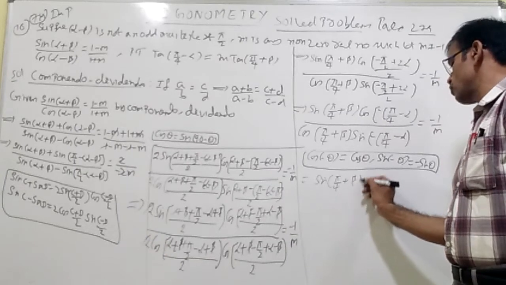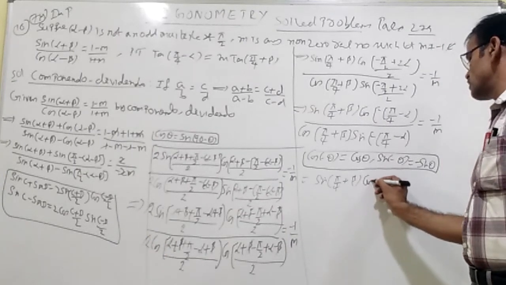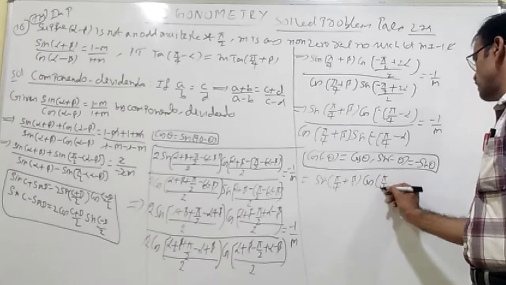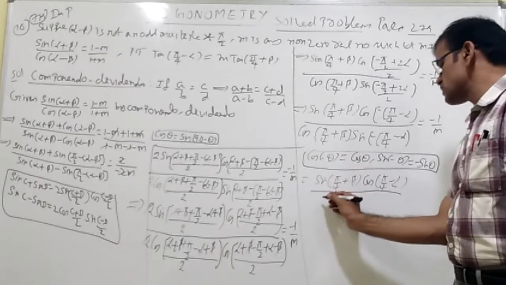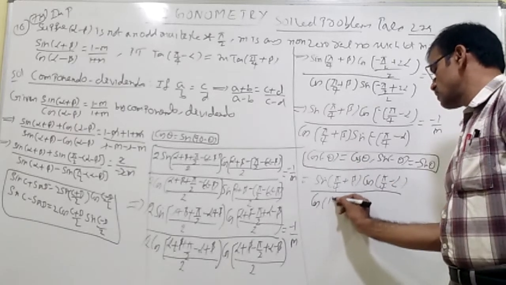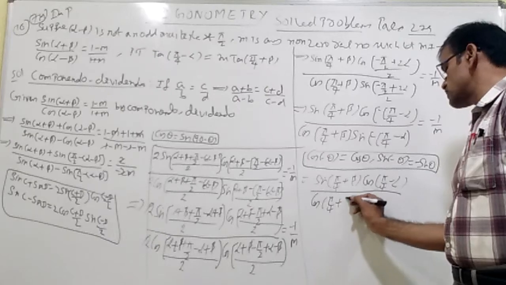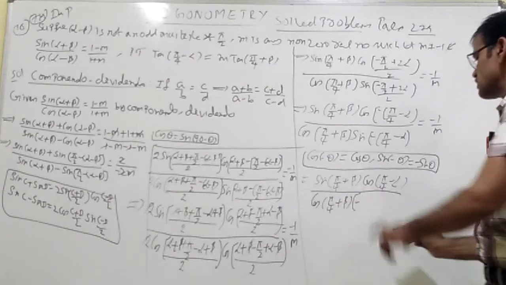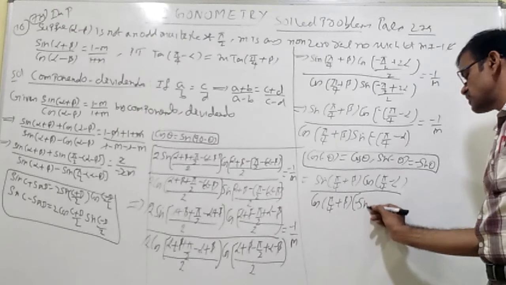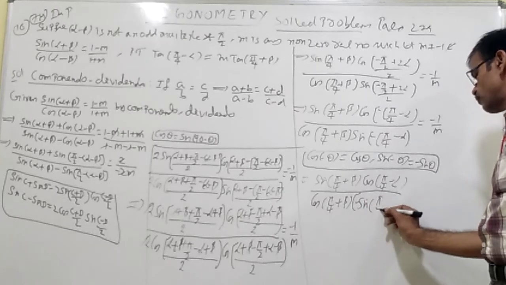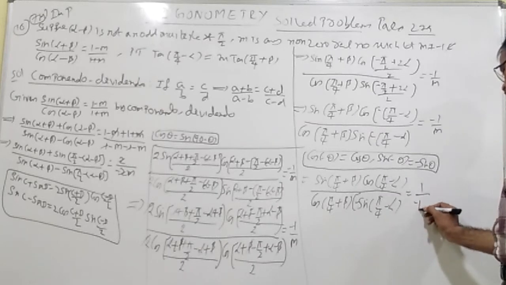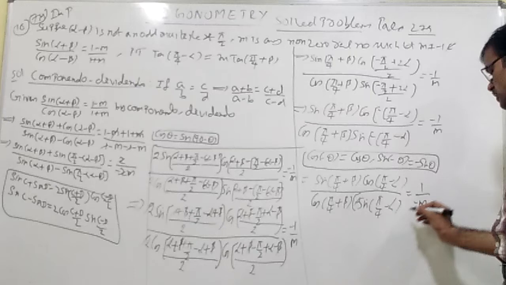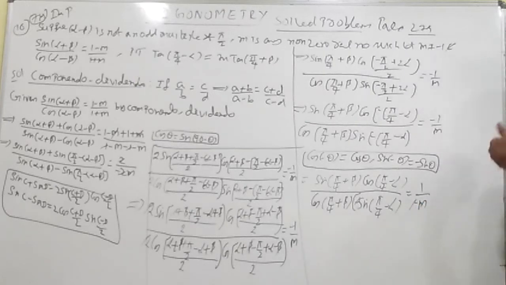Sine of pi by 4 plus beta into, there is no minus for cos, so write directly cos of pi by 4 minus alpha whole by cos of pi by 4 plus beta. Cos of pi by 4 plus beta into, right here, sine of minus theta is minus sine theta, so minus sine of pi by 4 minus alpha is equal to, for our convenience here I am writing minus m in the denominator. This minus and this minus get cancelled. Otherwise, if you multiply with minus, minus into minus it becomes plus.